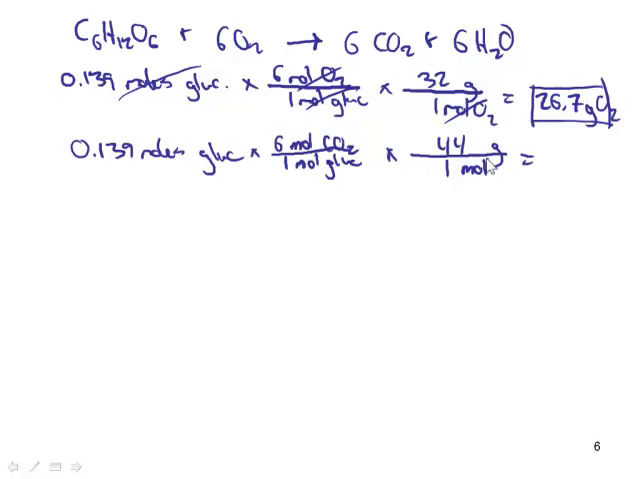Okay, so our moles of carbon dioxide cancel out, our moles of glucose cancel out. We have grams. If we go through and calculate it, what do we get? 36.7 grams of carbon dioxide. And there we go. Do you think you could do the same thing for water? Yeah, okay, absolutely. So we'll skip that part.